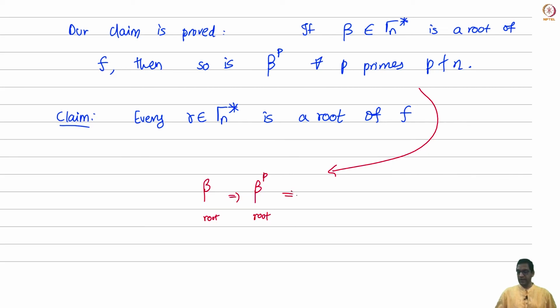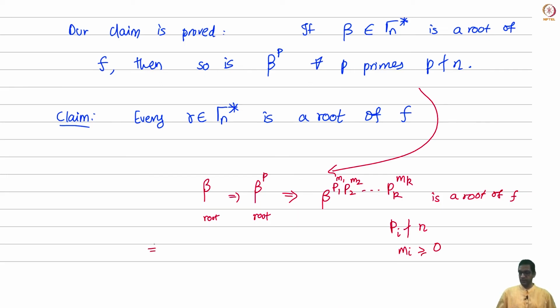Now you keep iterating. This tells you that anything of the form beta to the power p1 p2 ... pk is a root, provided the p's don't divide n. Take primes which don't divide n, and of course you can repeat the primes. So I can say p1 to the m1, p2 to the m2, and each of these is a root of f. This is for all mi greater than or equal to 0. I'm just iterating my earlier claim.